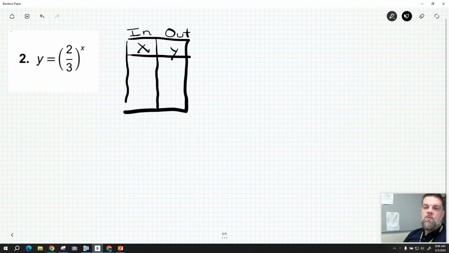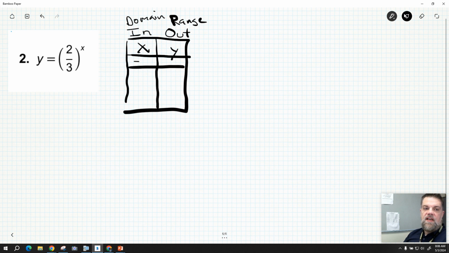What's the word that tells us all the possible inputs? How about domain? You guys remember that? All the possible x values, and then what do we call the y values? Range, right? So just keep that in mind.